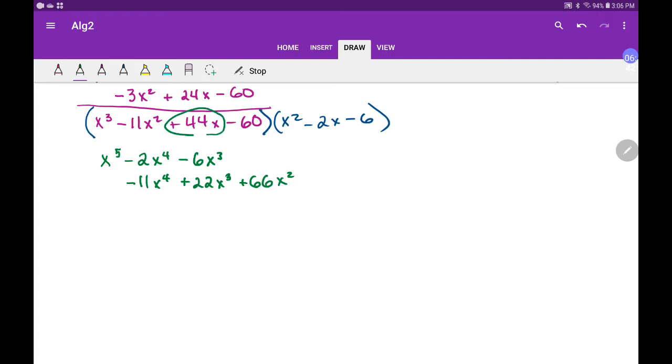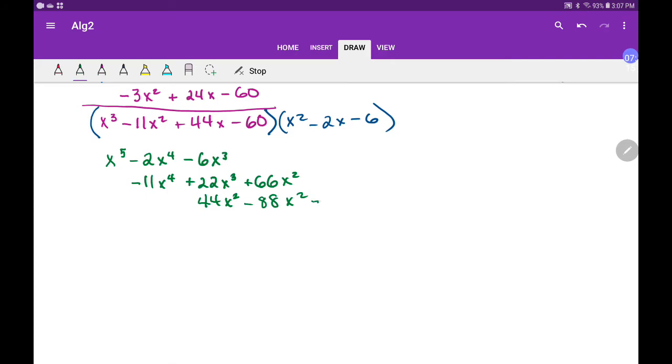The next one, I was going to say the last one, but there's 4 up here, so I have to do this 4 times. 4 things times 3 things. It's going to take a little while. So 44 times 1 is 44, x to the 3rd, x squared times x. 44 times negative 2 is negative 88, x squared. 44 times negative 6. So I'm going to grab my calculator for that, because I don't trust myself. 264, and it's going to be negative 264.